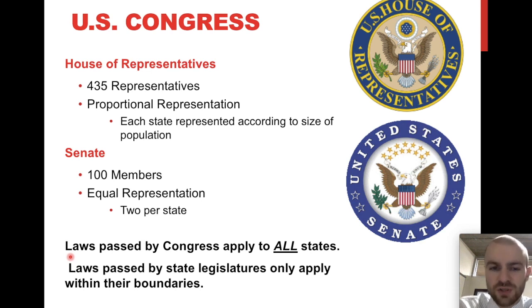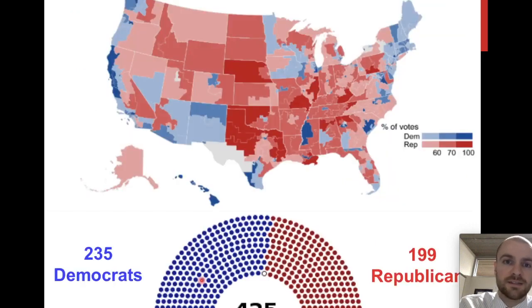Laws passed by Congress, our national legislature, apply to every single state in the nation. Laws passed by a state legislature, on the other hand, only apply to that state. So if the Illinois General Assembly passes a state law, it's not going to apply to citizens in Ohio. It's only going to apply to Illinoisans. But if Congress passes a law, it applies to all 50 states. So I just want to show you a map of what our current Congress looks like. Here we have the House of Representatives.